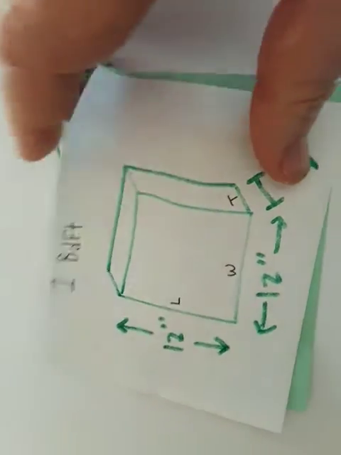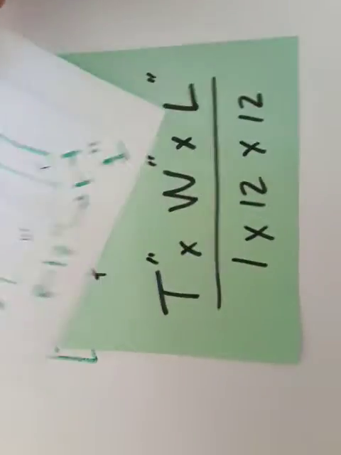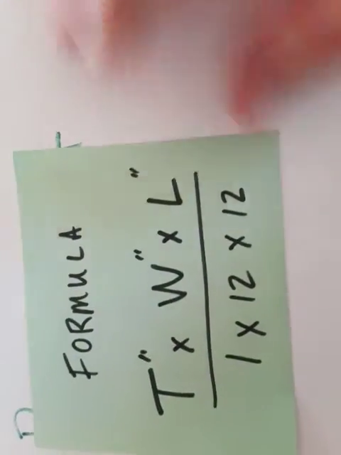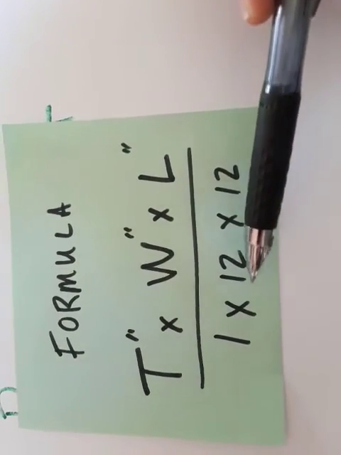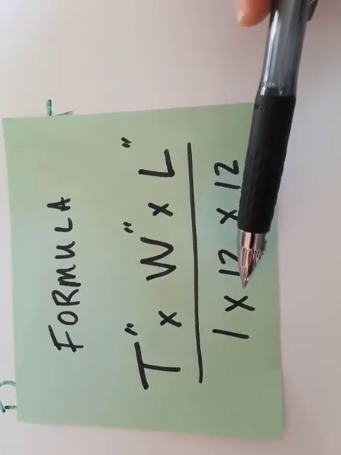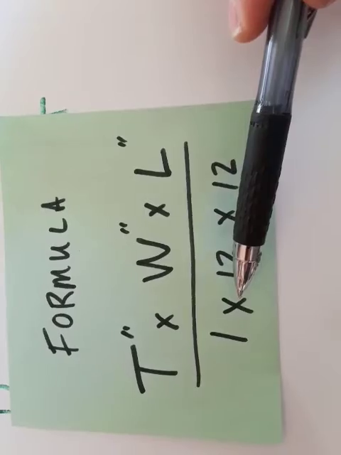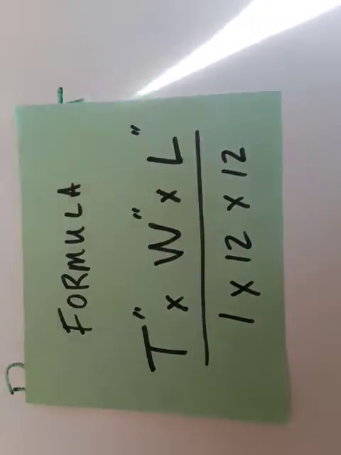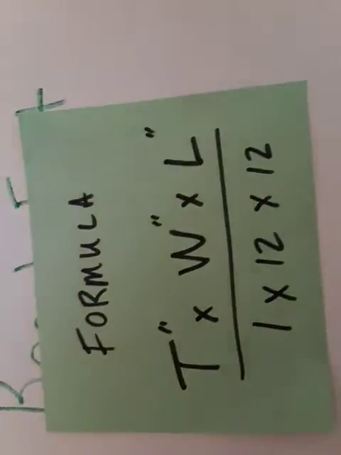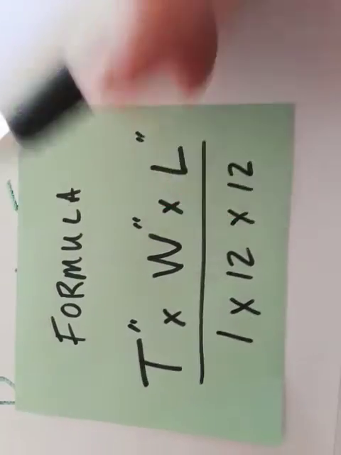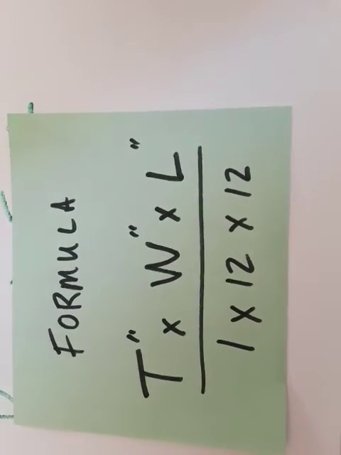If I go back to my formula right here, you notice that the denominator is 1 times 12 times 12. Those are the dimensions of T, W, and L in inches. So that's really our conversion to feet.